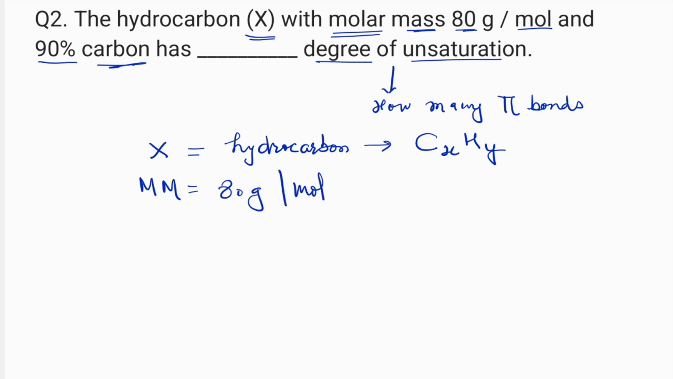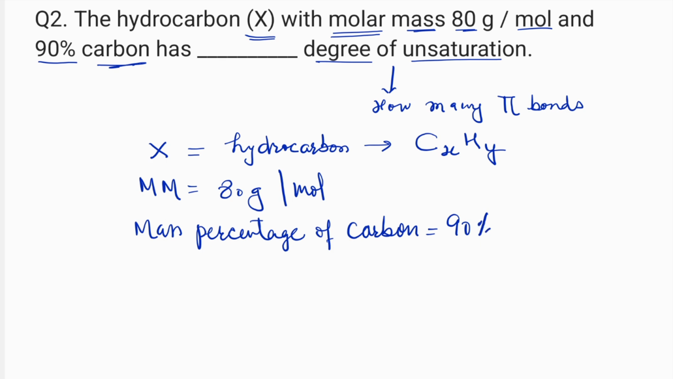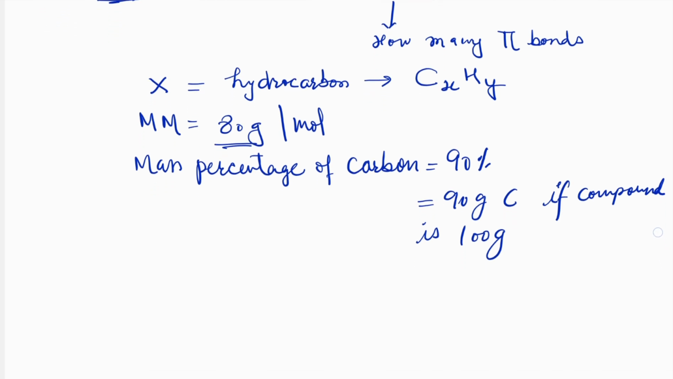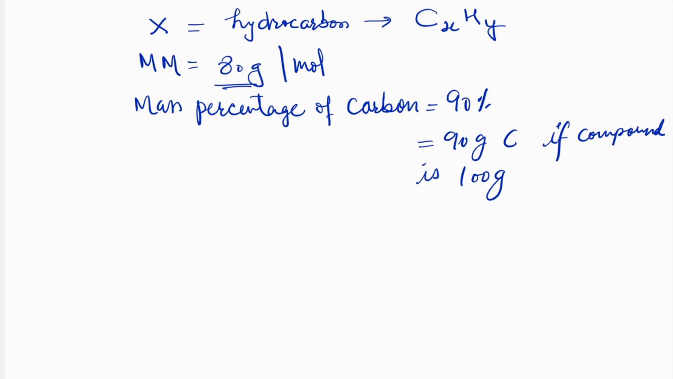All right, and we are also given that the mass percentage of carbon is 90%. Okay, so mass percentage of 90% means there is around 90 gram carbon if the compound is 100 gram. But it is only 80 gram, so we have to calculate how much carbon is present over there, or what is the mass of carbon present in 80 gram.